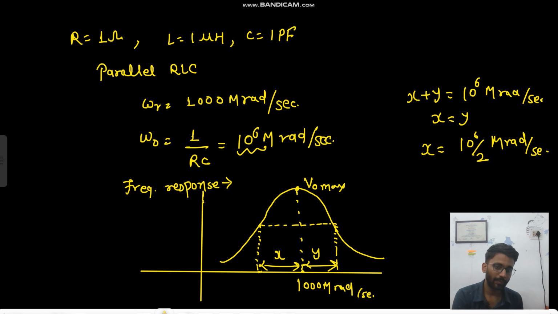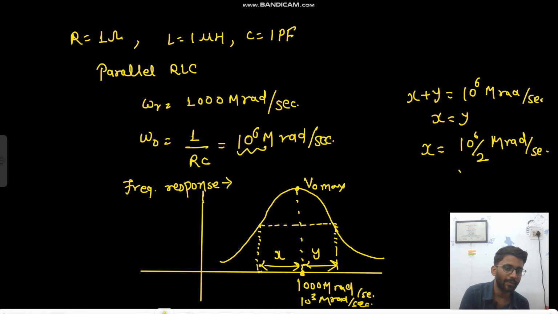So this value, this is 10 to the power 6 mega radian per second already. No, this is 10 to the power 9 mega radian per second, right? Like no, this value is 10 to the power 3 mega radian per second, right?